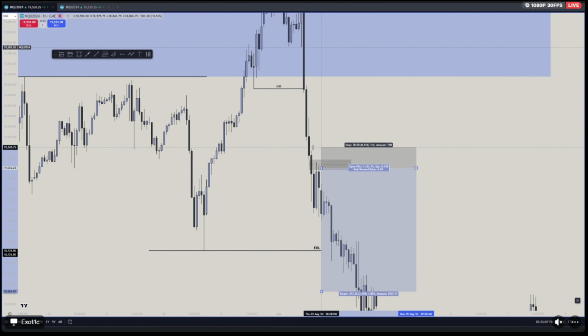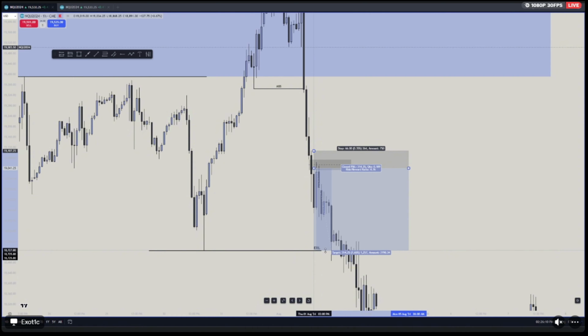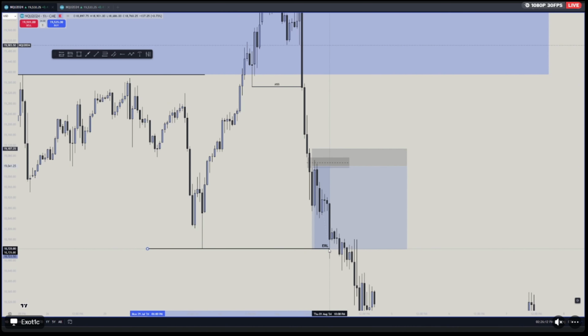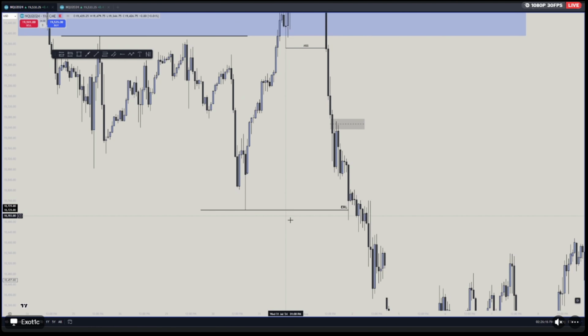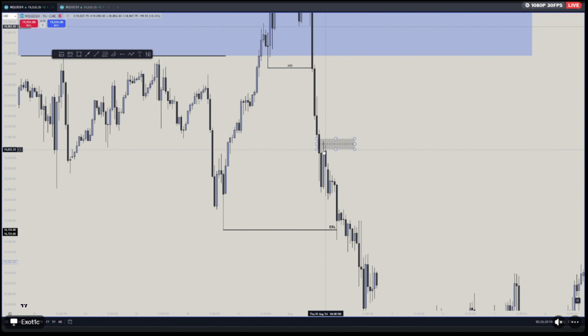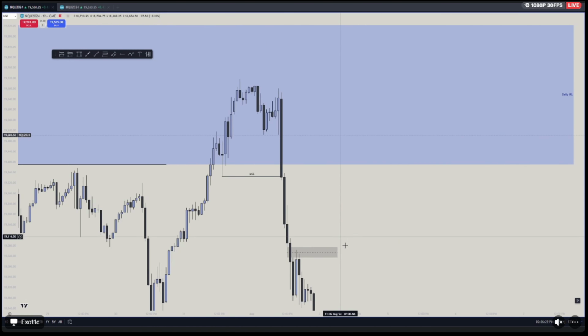And something like this, and you can take that to the ERL. And that's the whole premise of price. Price is coded in the algorithm to come and attack liquidity, come and find these liquidity points. And what it does is it's going to come into its internal range liquidity here. And we can see that it does the same exact thing here.